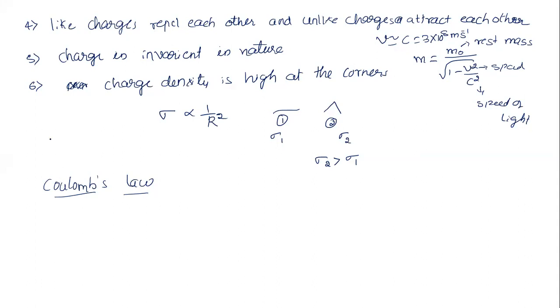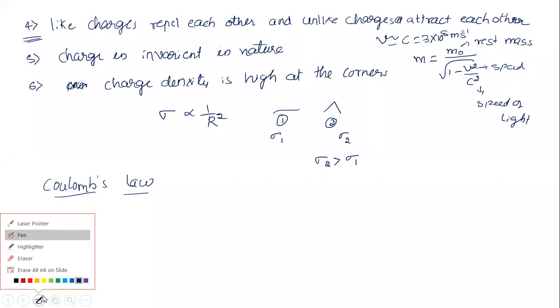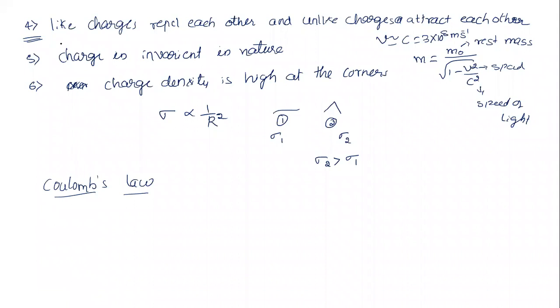Okay, so as we know, look at the fourth property. What does the fourth property say? The fourth property says that like charges repel each other and unlike charges attract each other. So the attracting or repelling means there must be some force that exists, right? Either to repel or to attract.